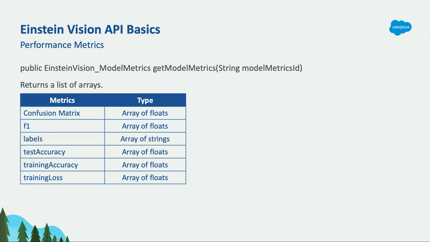So those performance metrics are returned in a set of arrays, and then it's up to the developer to present them back to you. And so you can see you have a list of arrays for the confusion matrix, the labels, the F1 scores, etc. Any developers here used any of the performance metrics? Yeah.